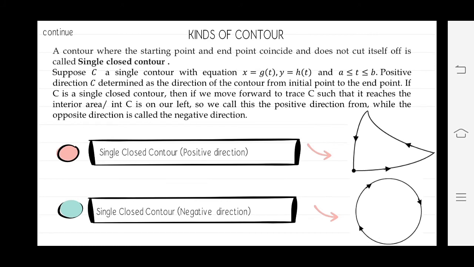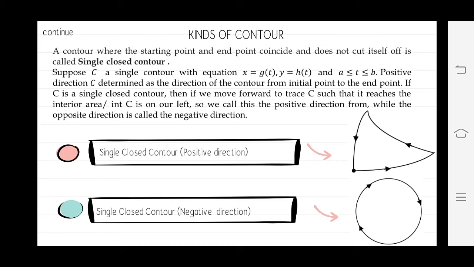And the next kind of contour is single closed contour. A contour where the starting point and the endpoint coincide and doesn't cut itself is called single closed contour. And suppose C is a single contour with equation x equals g(t) and y equals h(t), and a less than or equal to t and t less than or equal to b.